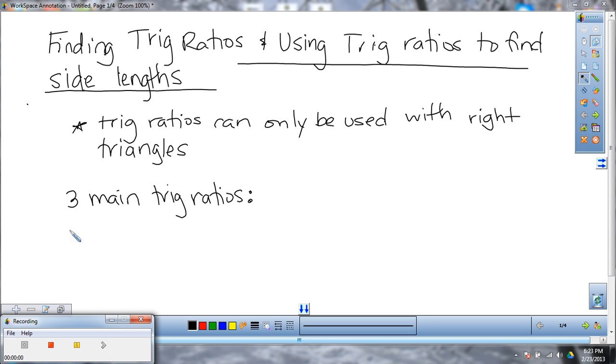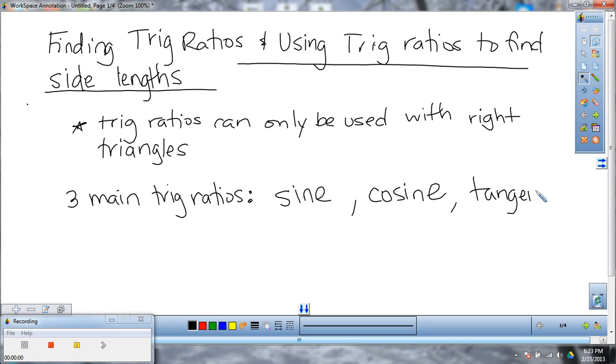Today, our lesson is on finding trig ratios and using trig ratios to find side lengths. Trig ratios are something that we can only find if we're using right triangles, and there's three main types of trig ratios. The first type is the sine ratio. The second type is the cosine ratio, and the third type is the tangent ratio.